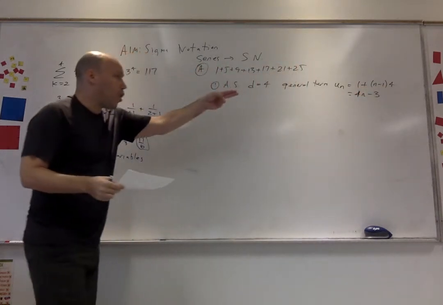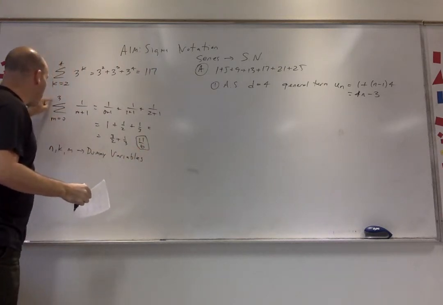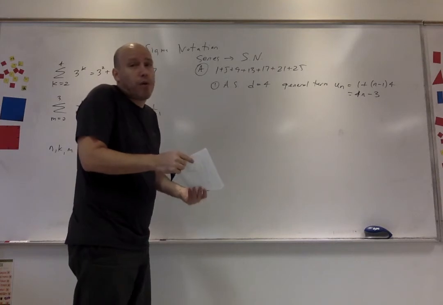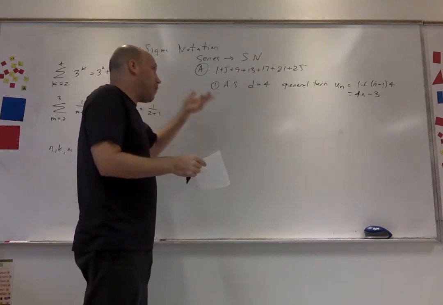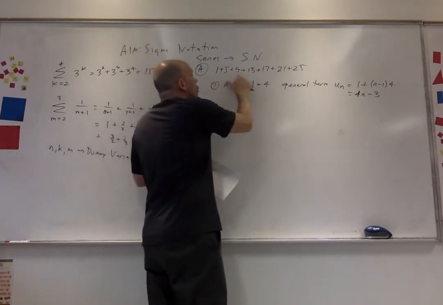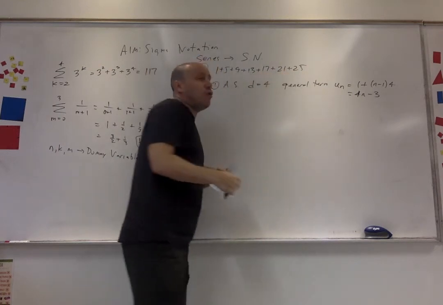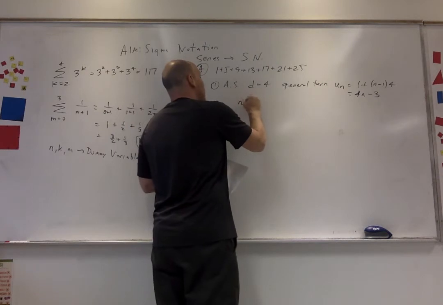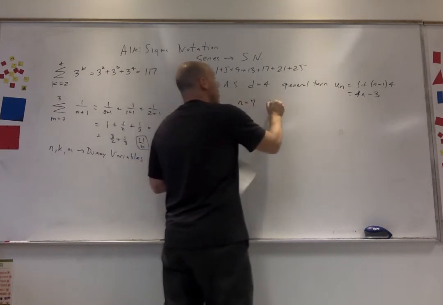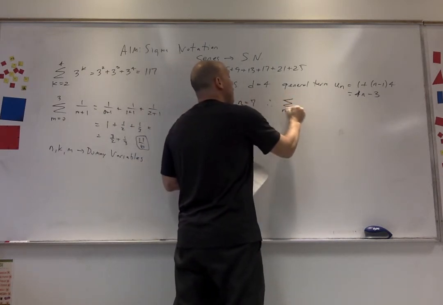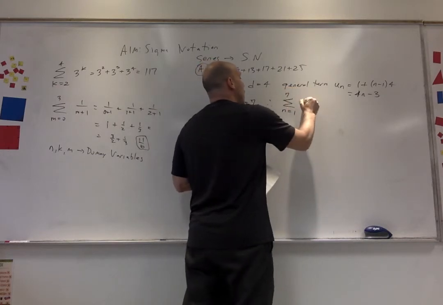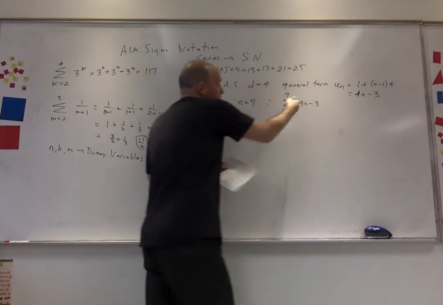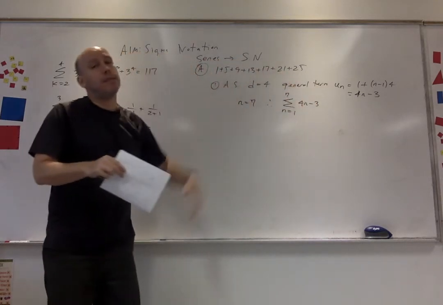So I have the general term. I need to know what my lower and my upper limits are. Well, we're always going to start with 1. The question is, how many terms are there? The upper limit is the number of terms. Well, it's clear: 1, 2, 3, 4, 5, 6, 7. Either you can tell us 7 or you can figure out how many terms there are. So we know that n equals 7. Therefore, we say that sigma from n equals 1 to 7, of 4n minus 3. And this sigma notation represents this series.